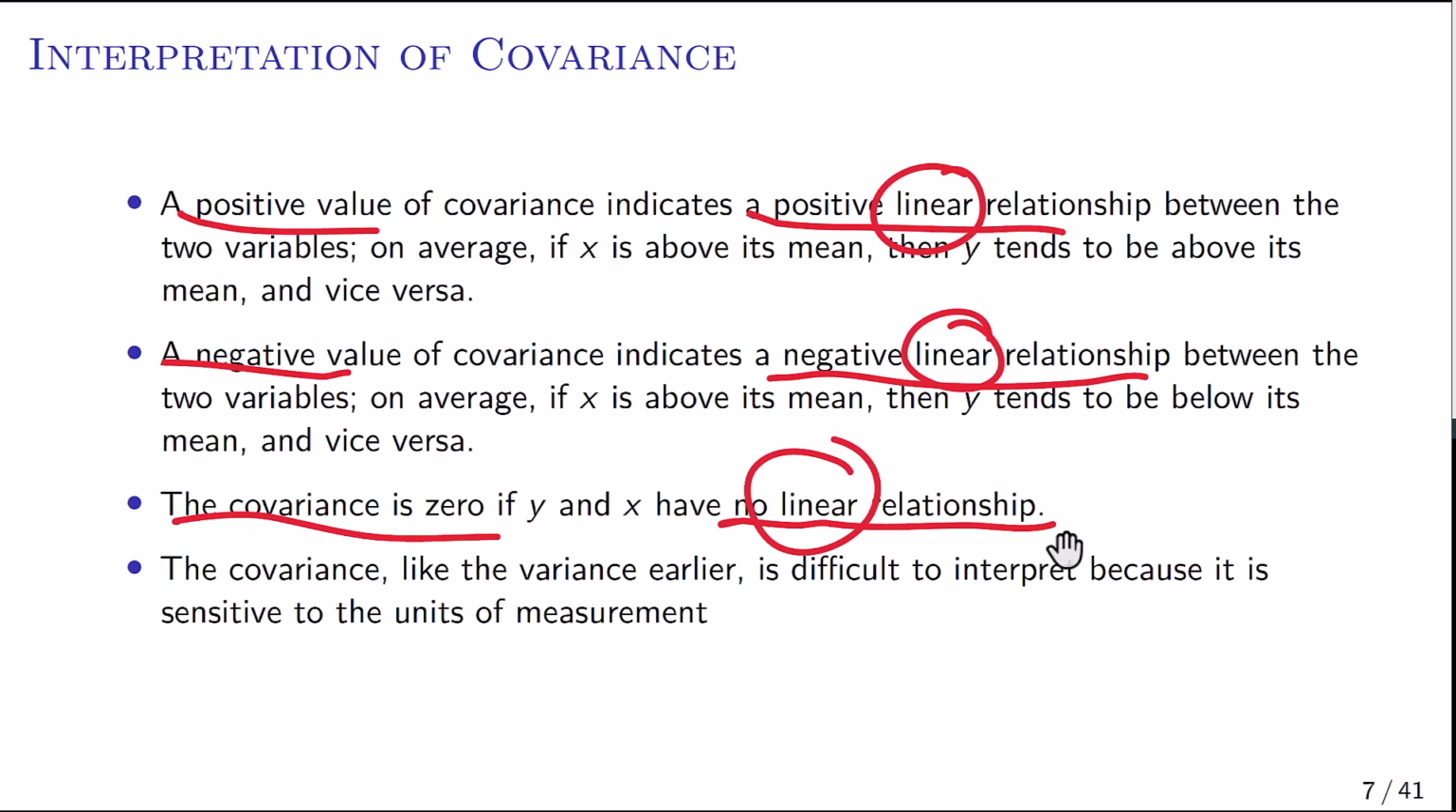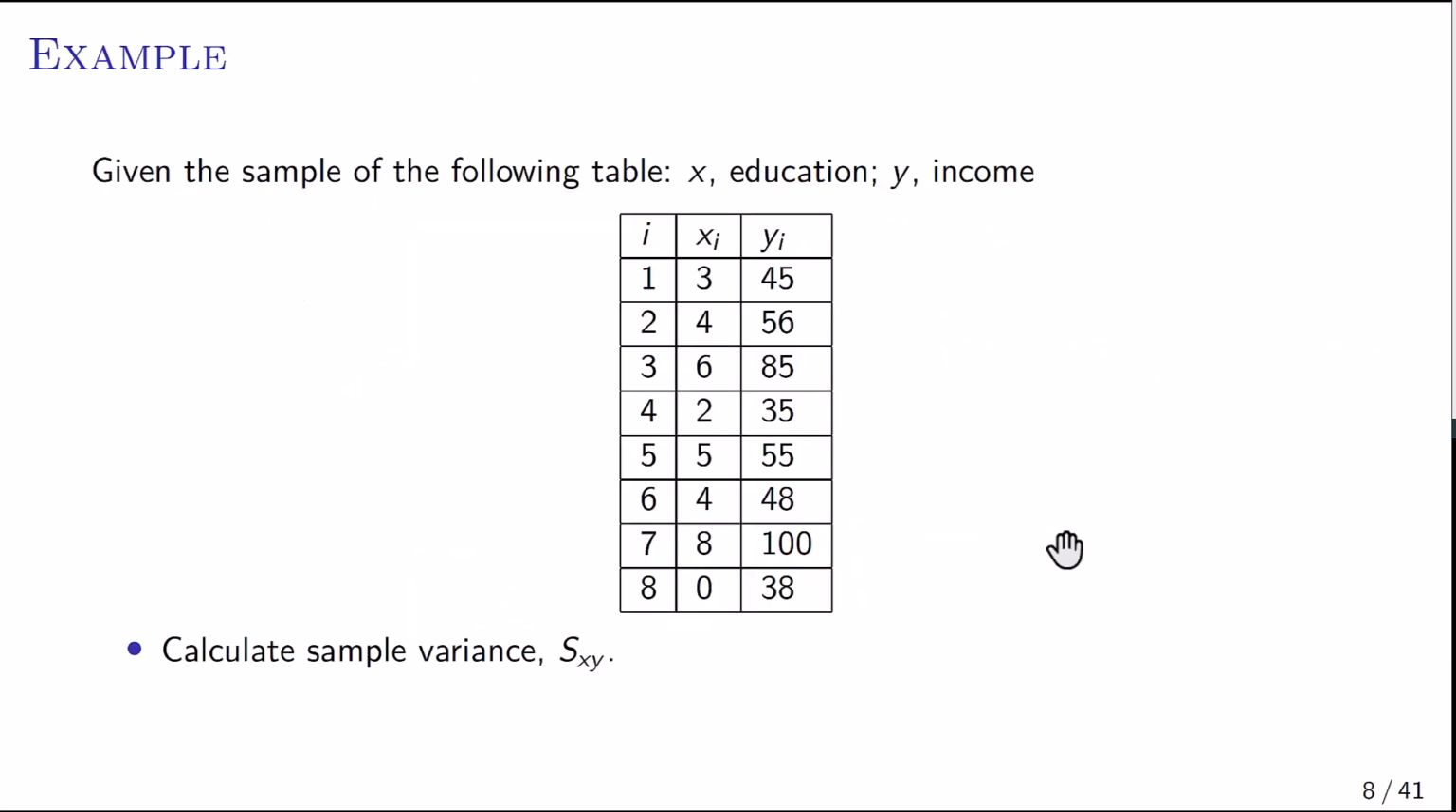But there is a drawback to the covariance. Like the variance, the covariance is difficult to interpret because it's sensitive to units of measurement. What does that mean? Let's take a look at the example here. This is exactly the example we were talking about. The x is education and the y is income. We have 8 pairs right here, and we're going to use these 8 pairs of numbers to calculate the covariance between x and y. All right.